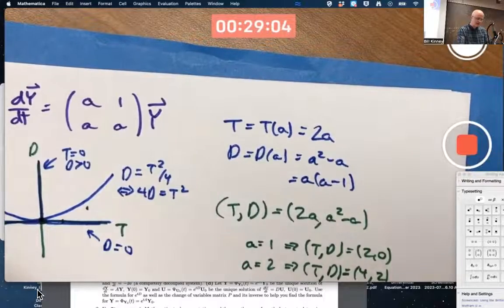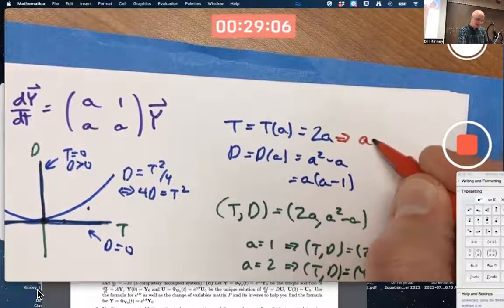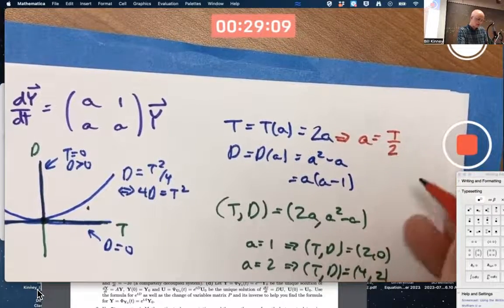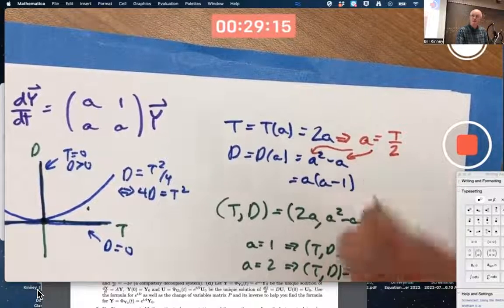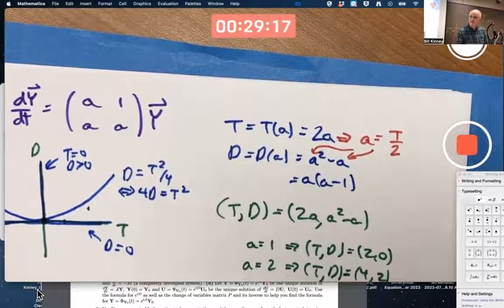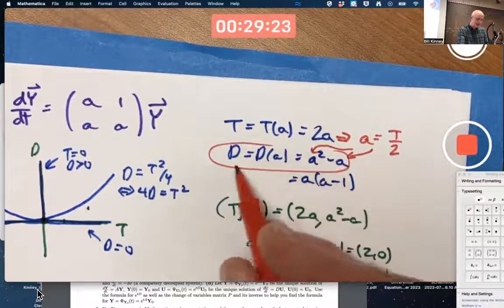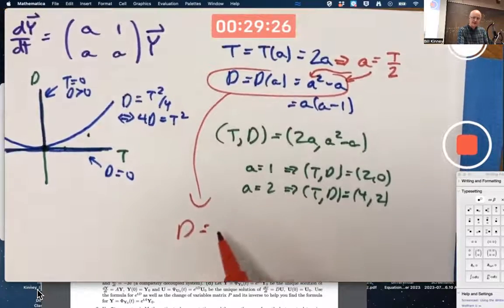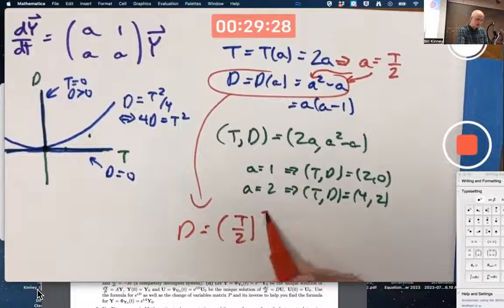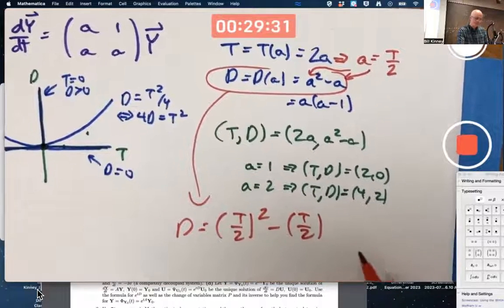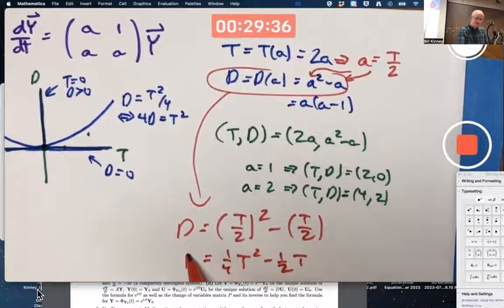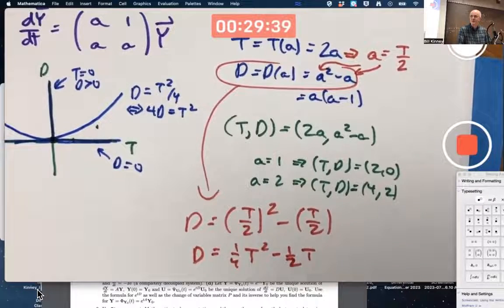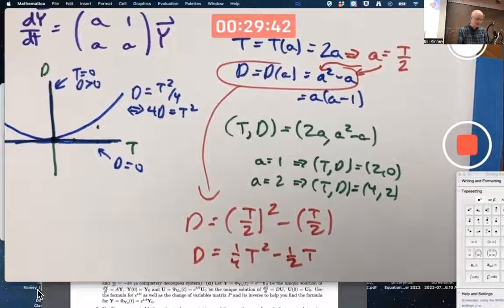realize that this equation implies a equals t over 2. And you could plug that into this equation in place of the a's to eliminate the parameter. Remember doing that in multivariable calculus, eliminating the parameter sometimes? If you do that, you get d equals (t over 2) squared minus t over 2. That's 1/4 t squared minus 1/2 t. That's a parabola that you could graph and understand using ordinary methods of calculus.